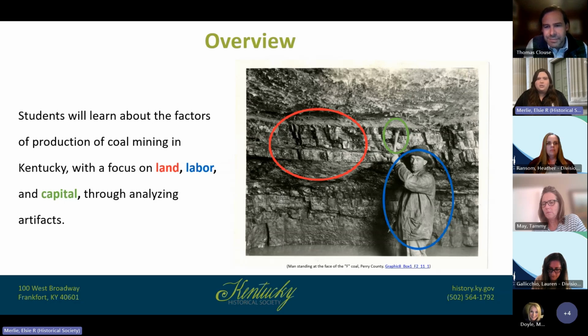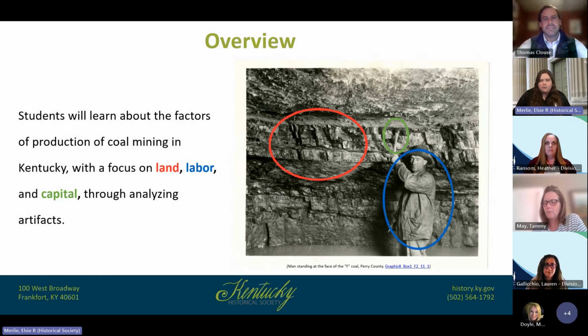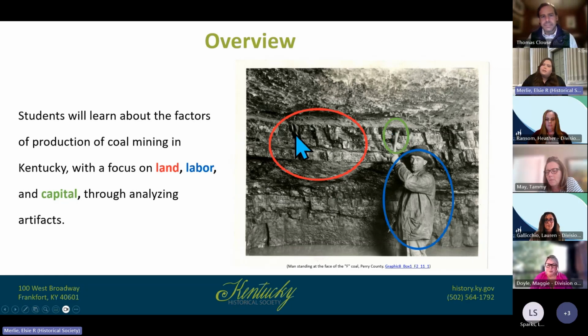This image is one of our images that we have here on site, and it's also in our digital collection. I went ahead and circled a few of the factors of production that can be found in this image. Circled in red, the coal represents land. Circled in blue, the blue is going to represent labor with this coal miner. And then circled in green, we have this pickaxe, and this represents capital.